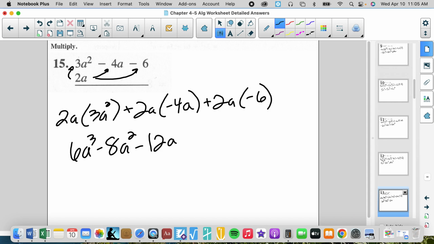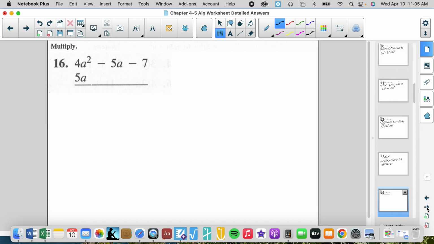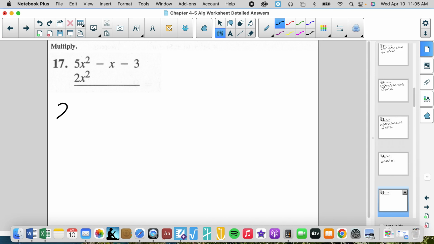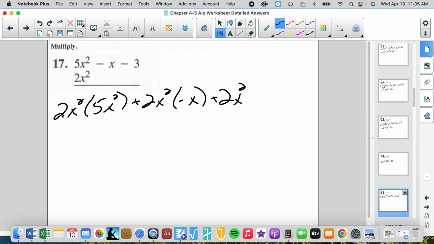I like writing my steps down because I like to see it, but 5a times 4a squared is 20a to the third. 5a times negative 5a gives us negative 25a squared. 5a times negative 7 is negative 35a. I don't feel as comfortable with that. That's more abstract. I like seeing it. I like seeing the process separated out, but I'm a writer. 10x to the fourth minus 2x to the third minus 6x squared.